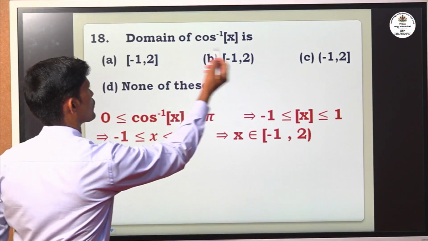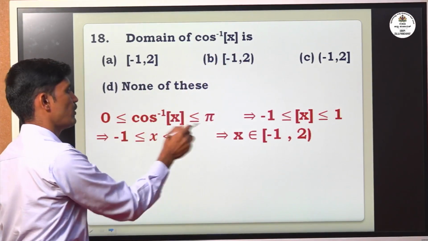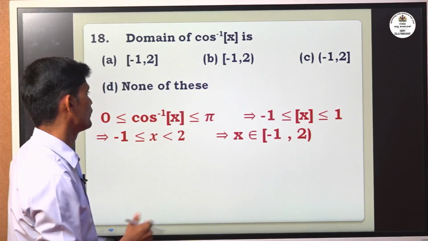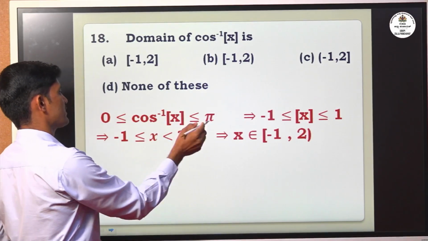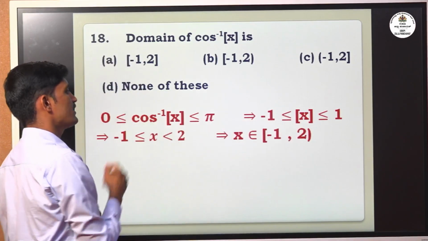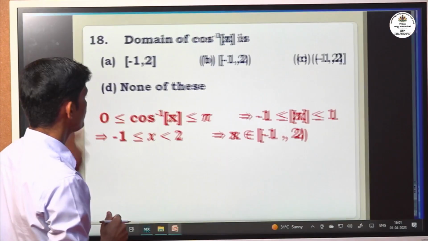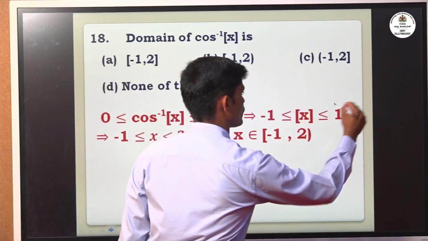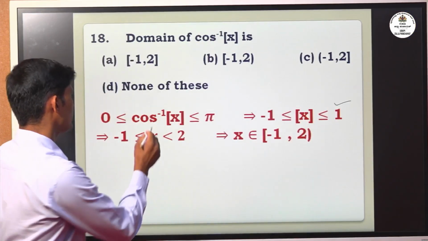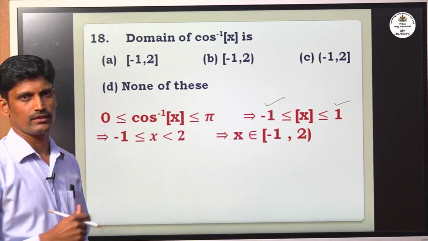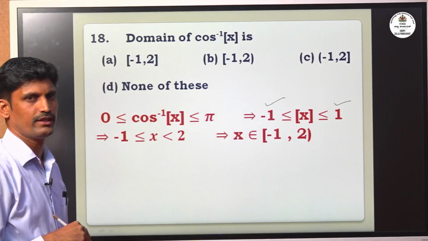First, you know, cos inverse of anything lies between 0 and pi. That is the range of cos inverse of any value. Cos inverse of integer part of x lies between 0 and pi means integer part of x lies between cos 0 and cos pi. You know, cos 0 is equal to 1. And cos pi is minus 1. You know that cos is a decreasing function between 0 and pi.